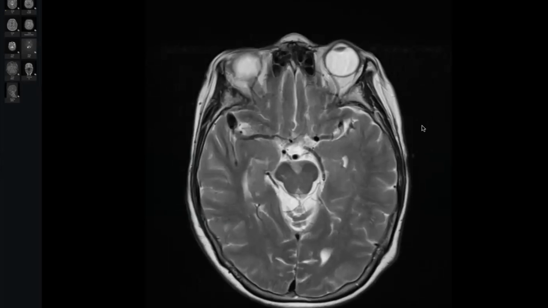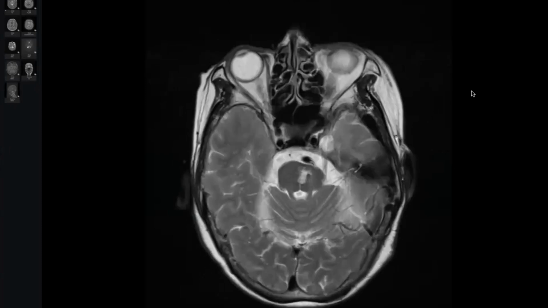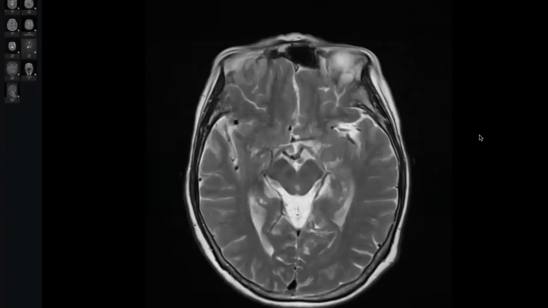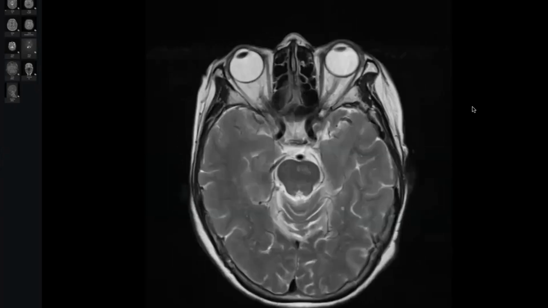Do you remember the history? Yes, she has a history of headache for the last 7 days. So what could it represent? It can represent a focal aneurysm. What else? What are you worrying about?